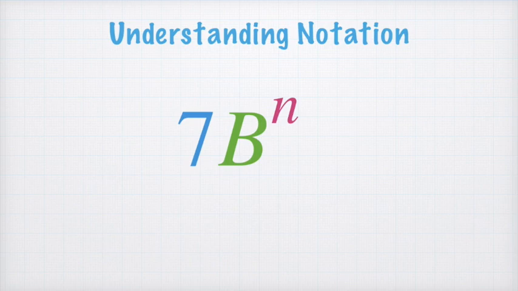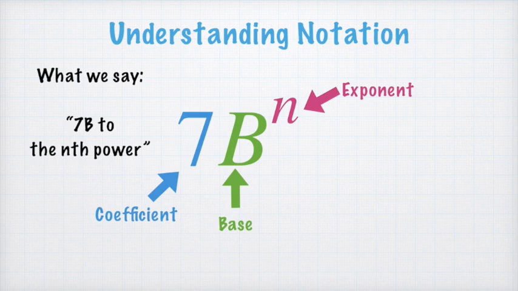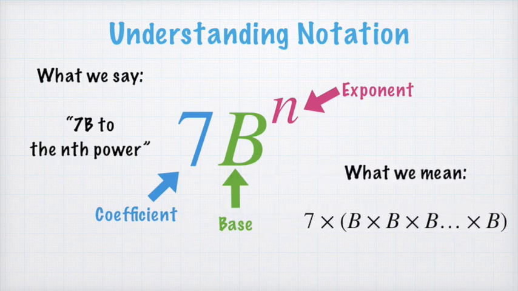Now we're going to do it with a coefficient, so we'll notice that we now have that blue 7 in front of it. That is our coefficient. So that's not being raised to a power. Our base is still the b, it's still our nice green b right there, and our exponent is still the n. We're going to say something like 7b to the nth power. 7b implies the multiplication between the 7 and the b, but the b is still raised to the nth power. That's the only thing being raised to a power. What we mean is we're saying 7 times b times b times b times whatever number it needs to be.